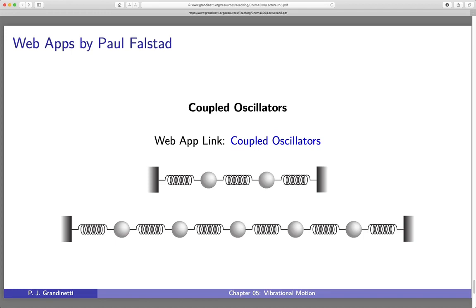Now, with the right coordinate frame transformation, all of these coupled differential equations can be decoupled. The coordinates that decouple all the differential equations are called the normal coordinates. And the time dependence of each normal coordinate is called a normal mode of vibration. Now, since each normal coordinate is some combination of the original coordinates, the time dependence of a single normal coordinate will involve the motion of many, if not all, of the masses. Let's take a look at this behavior in the web app.